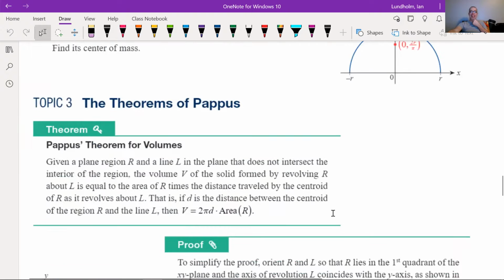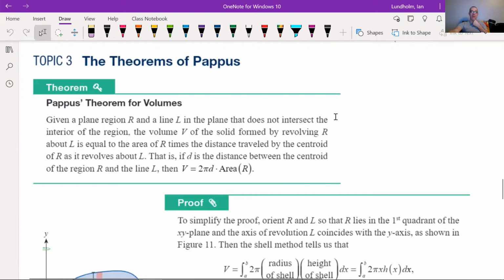One of the cool things at the end of this chapter, though, are the theorems of Pappus. And this is an easy way to calculate the volume of solids of revolution. We've already looked at the shell method and the disk washer method for calculating volumes of revolution.